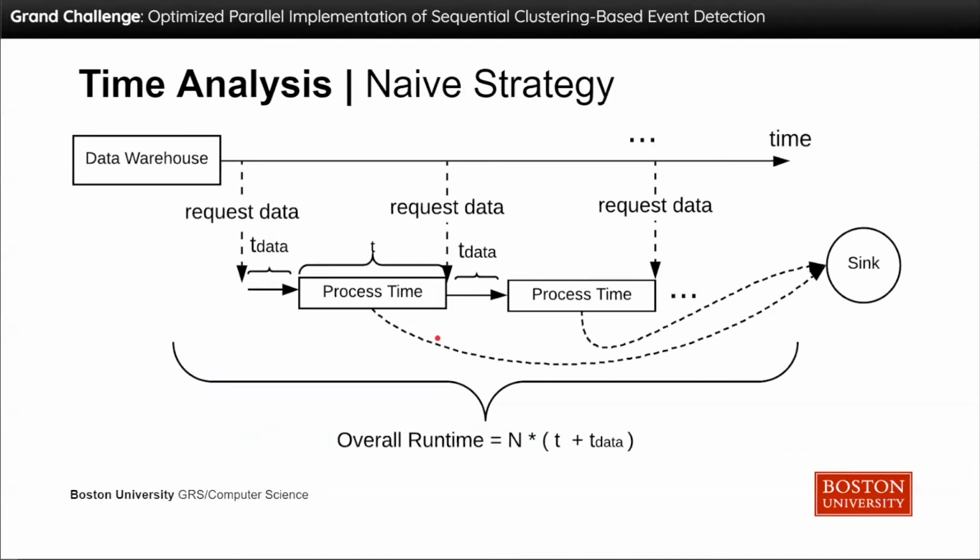And now let me analyze the time. For the naive strategy, we basically only need to process one feature after each data request. Hence, the overall runtime is n times t plus t_data, where n is the number of batches, and t is the processing time on one feature.